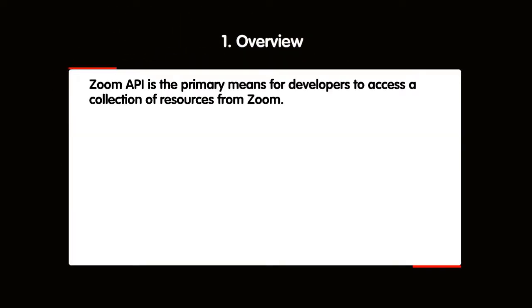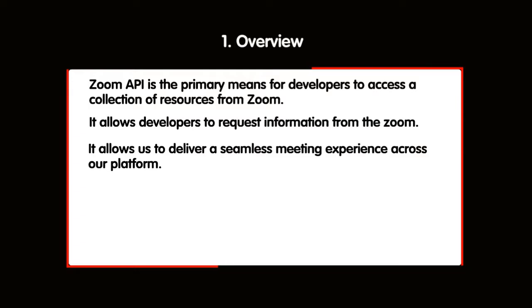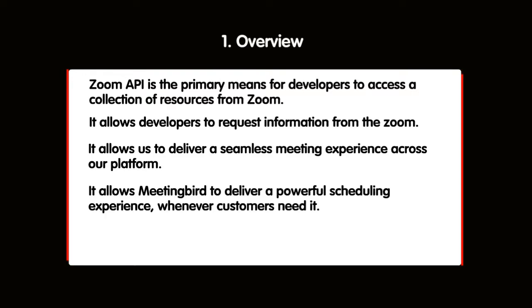Zoom API is the primary means for developers to access a collection of resources from Zoom. It allows developers to request information from Zoom, including but not limited to user details, meeting reports, dashboard data, etc., as well as perform actions on the Zoom platform on a user's behalf, such as creating a new user or deleting meeting recordings. It allows us to deliver a seamless meeting experience across our platform. It allows MeetingBird to deliver a powerful scheduling experience whenever customers need it.